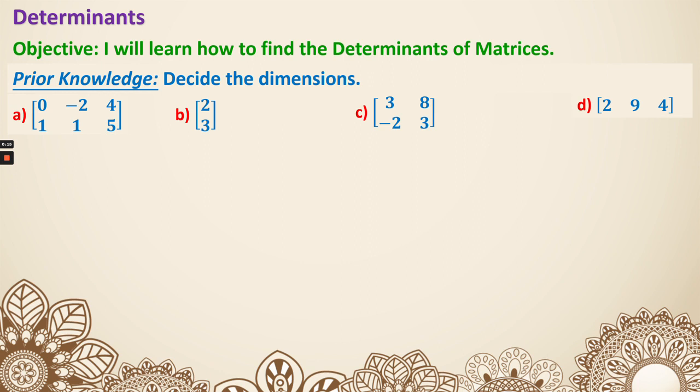Decide the dimensions. We're going to decide how many rows and columns these matrices have. For the first one, A, 2 rows, 3 columns. Again, we're not going to write the word by anymore. We're going to use the cross multiplication sign to represent the word by. So it's a 2 by 3. B, 2 rows, 1 column, so 2 by 1. C, 2 rows, 2 columns, so 2 by 2. D, 1 row and 3 columns, that's a 1 by 3.